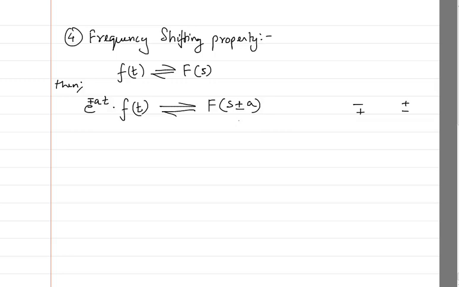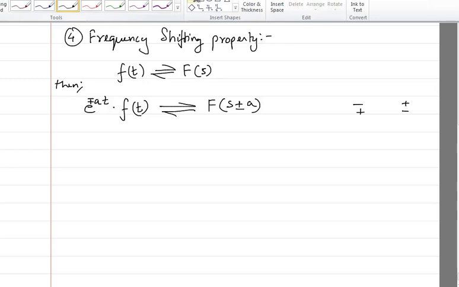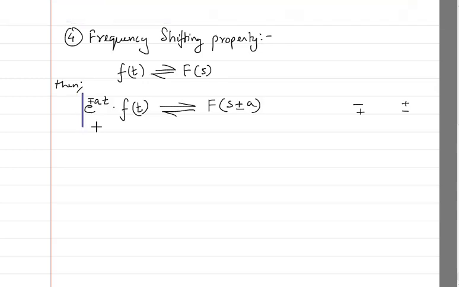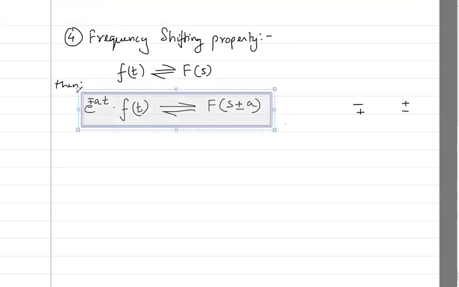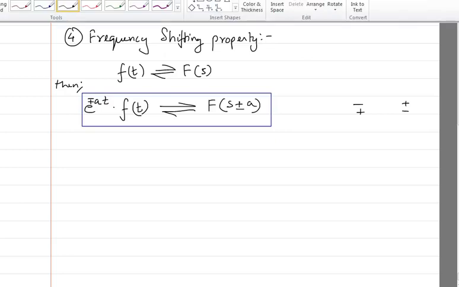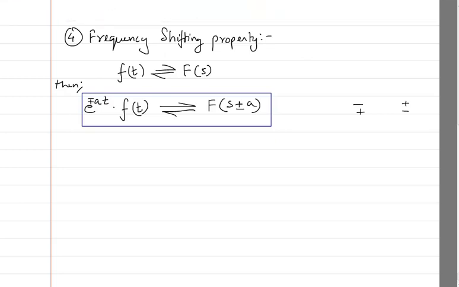Okay, so this is the property. This is the simple property. So why do I call it frequency shifting? Because I told you that in Laplace this is the time domain. So this is the time domain.